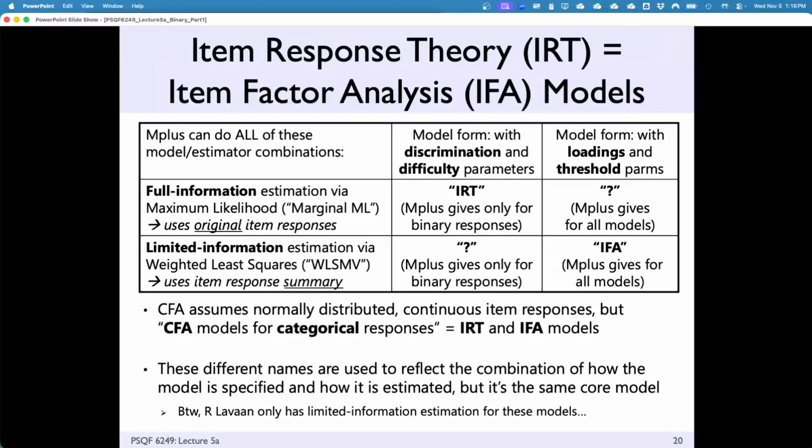Item response theory in psychology has a history of being called item factor analysis, whereas item response theory in education is just called item response theory. By the way, the term item response theory sounds beautiful because I don't know how you can get more general than that. What are you analyzing? Item responses. So yes, of course, this is a theory for how people respond. The idea is the following.